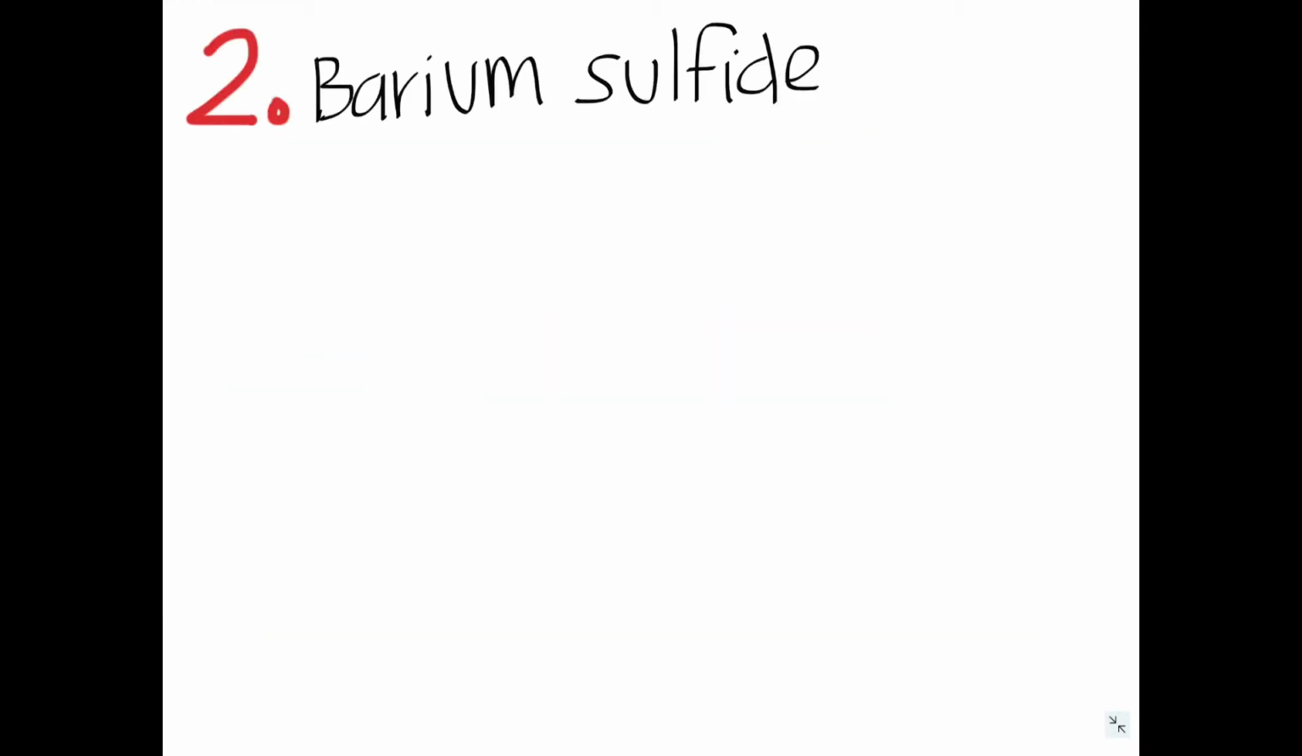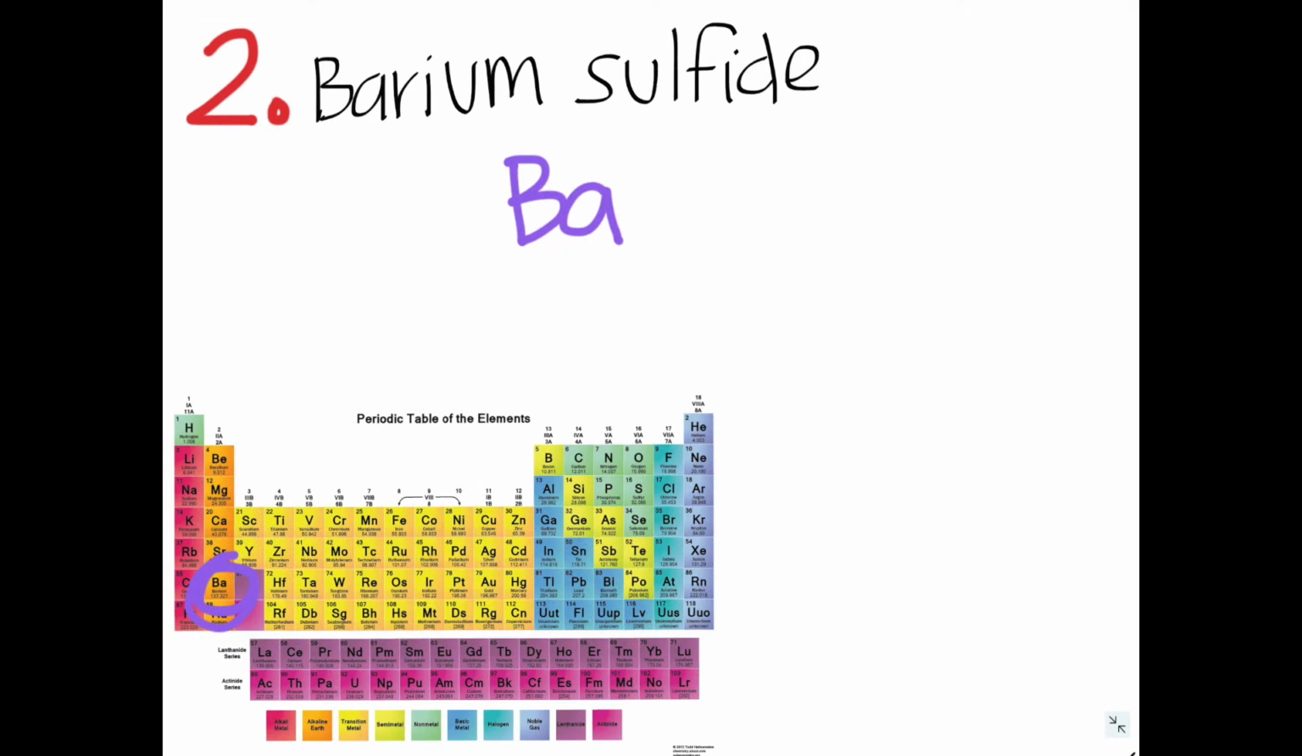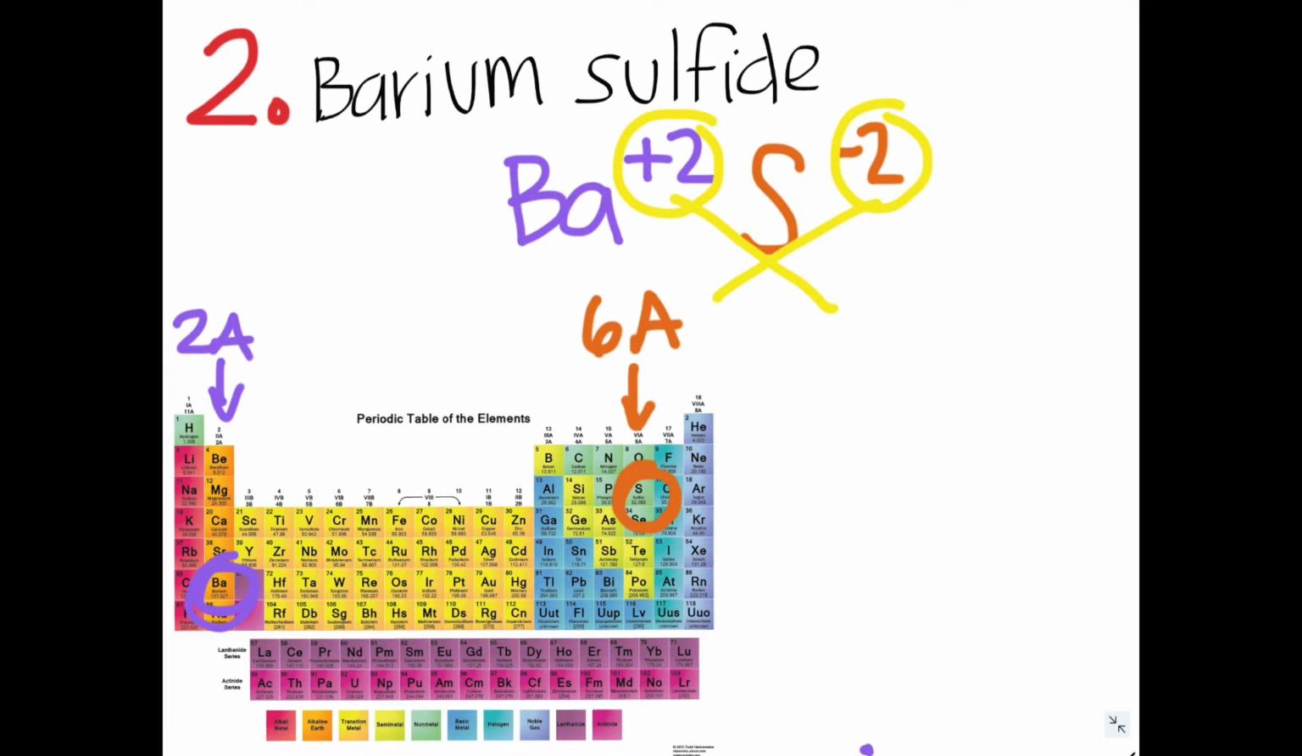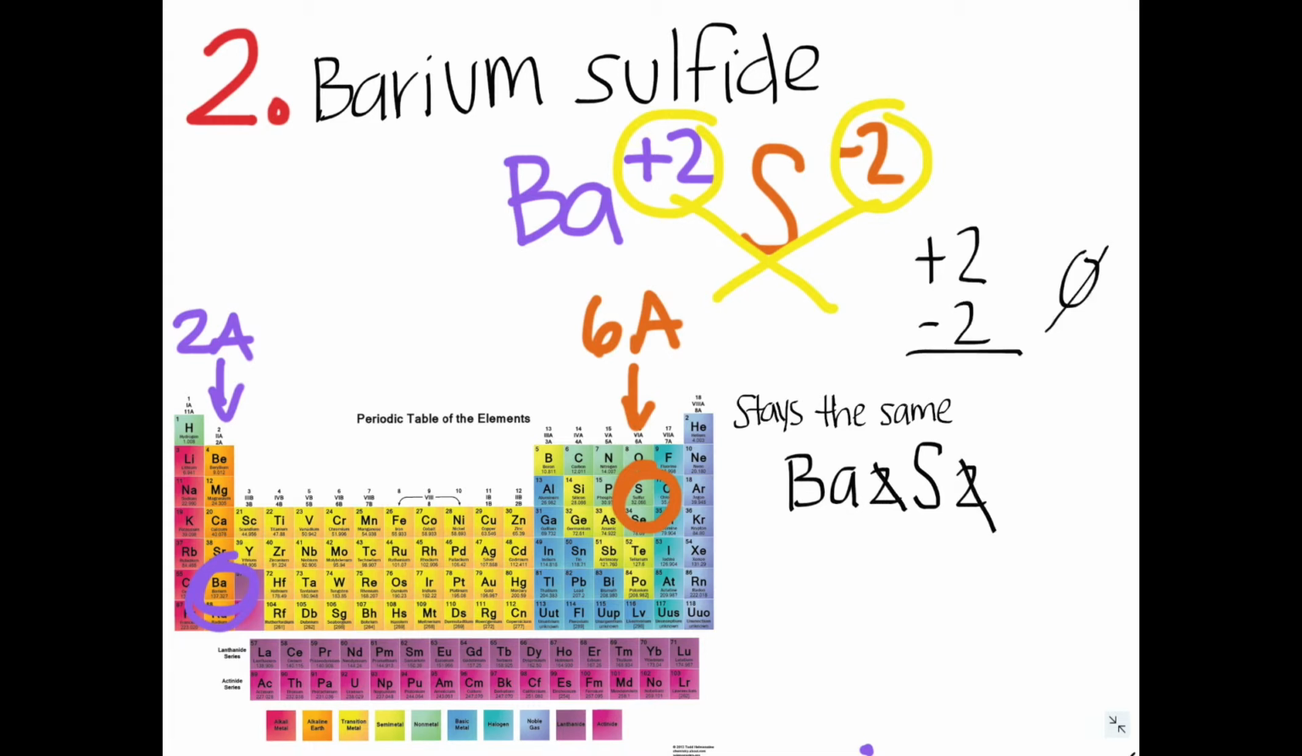Now let's do the second example. Barium sulfide. Barium is in 2A and this means it has +2 ionic charge. Sulfur is in 6A and it has -2 of ionic charge. So we cross it, this will be barium 2 and sulfide 2. And we simplify it and will give us BaS.